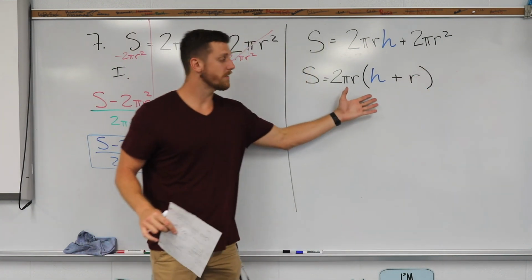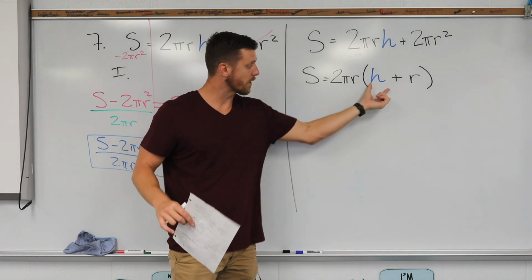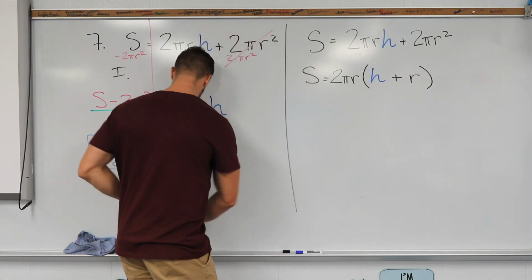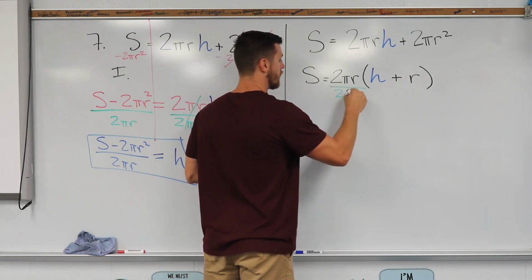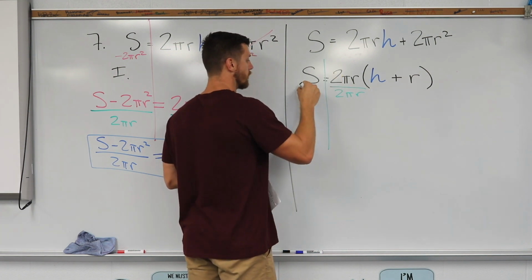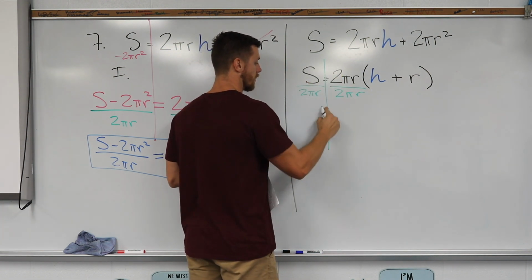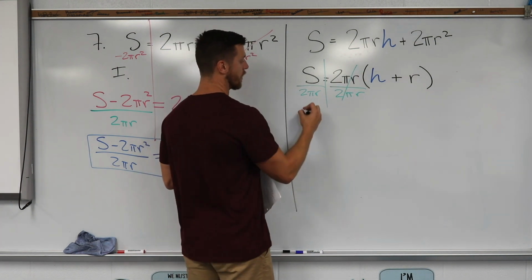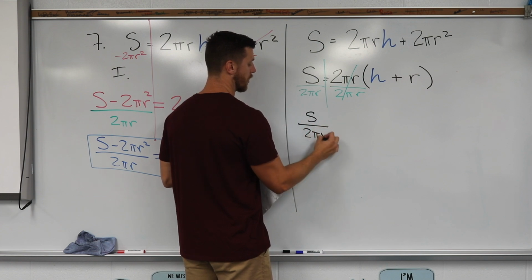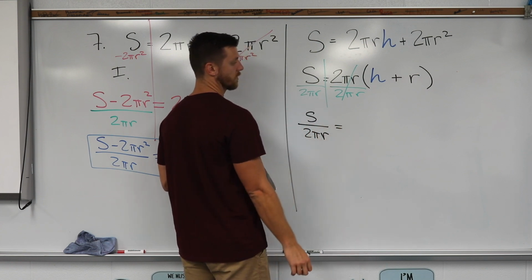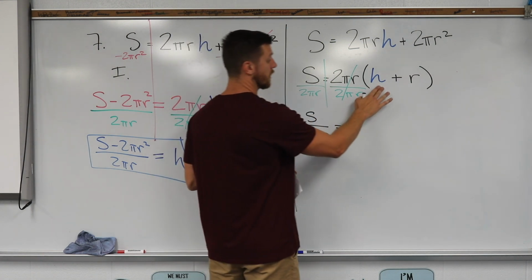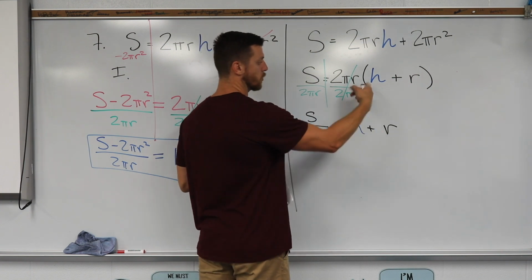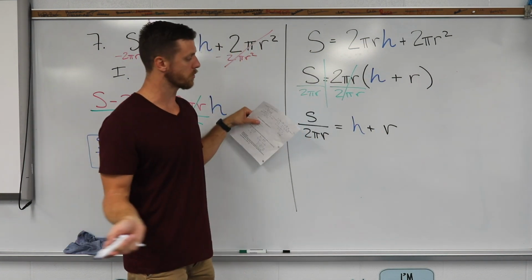How do you get rid of this stuff that's right here by this h? It's being multiplied, so I'll divide. I'm going to divide 2 pi r from both sides of the equation. It goes away. What am I left with? S divided by 2 pi r is equal to, what's the only thing that's left? The h plus the r. I dropped the parentheses because it's not being multiplied by anything anymore. I canceled it out, so I don't need the parentheses.